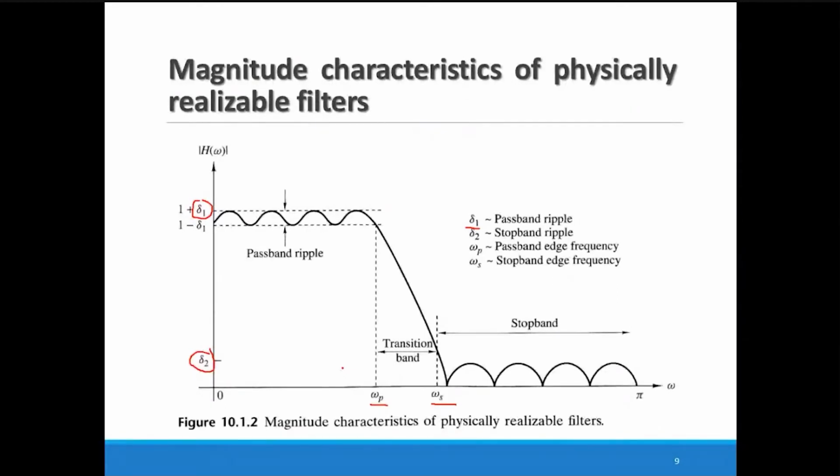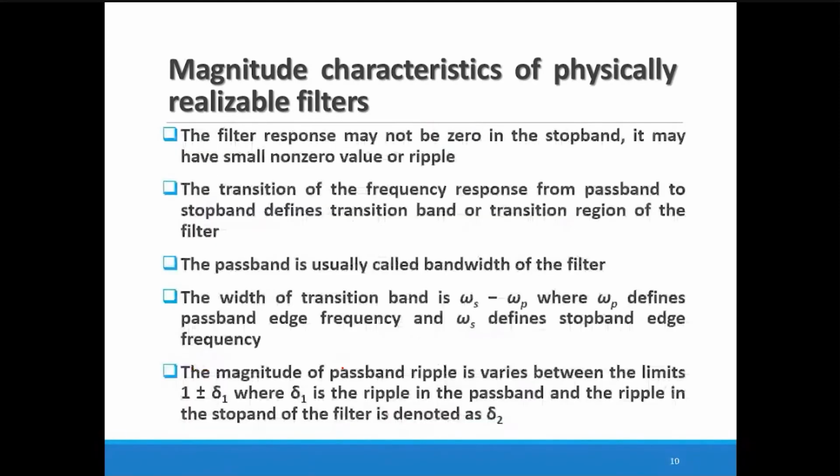So when you plot any filter, this is the characteristic for a low pass filter. In this kind of characteristic you get some ripples in the pass band, some ripples in the stop band, and between pass band and stop band you do not get a sharp transition, but a transition band, that is omega p minus omega s. Okay, so the filter response may not be 0 in the stop band.